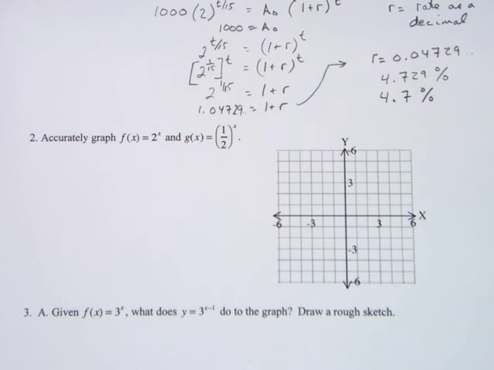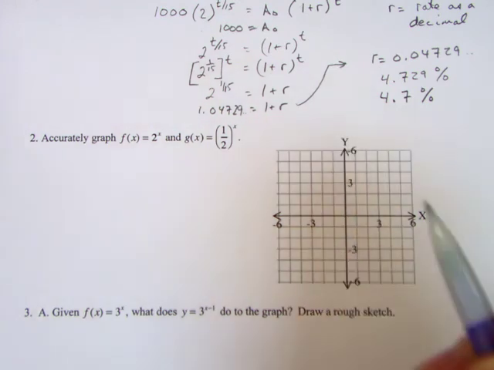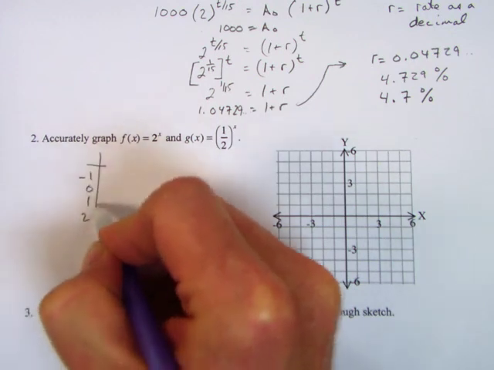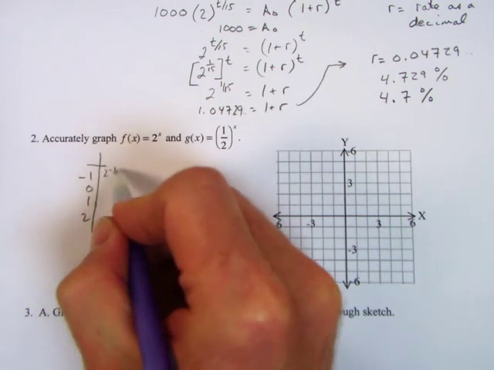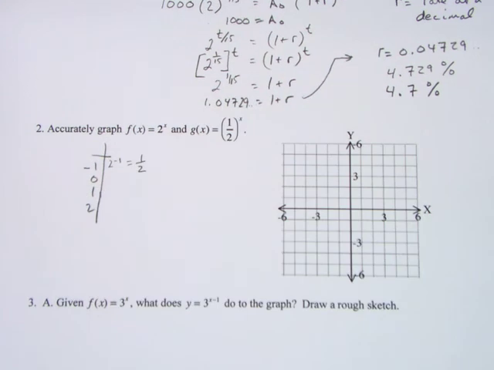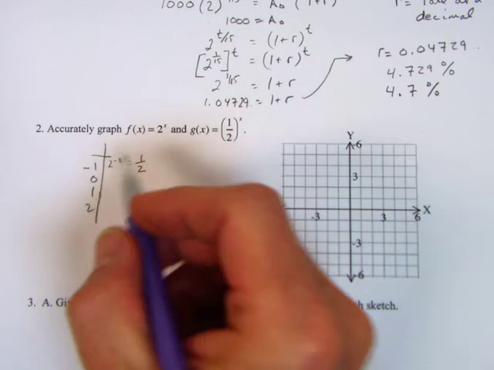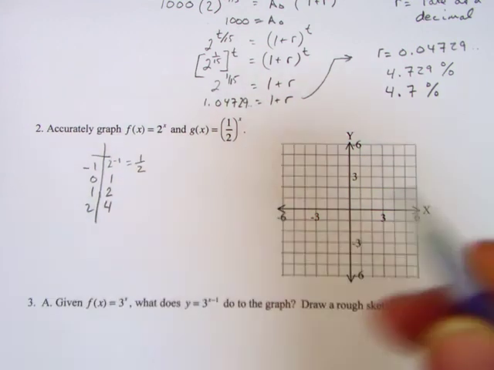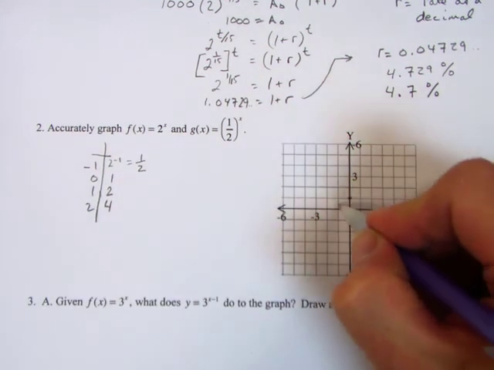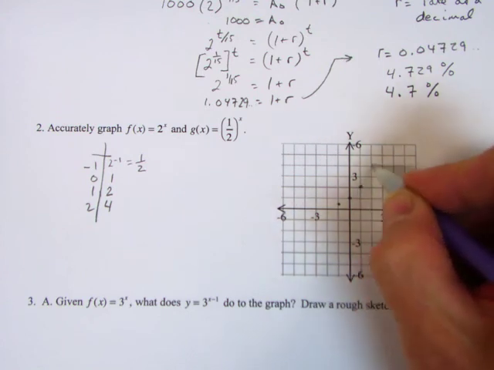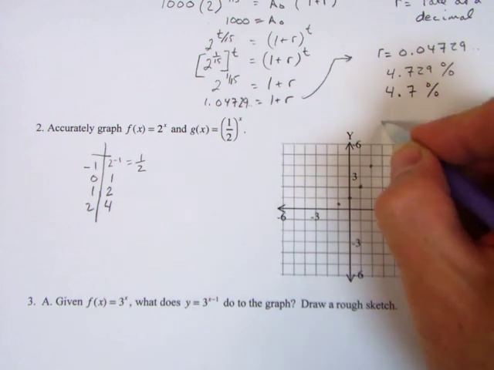Accurately graph 2 to the x and 1/2 to the x. What we want to do here is look at a table of values, plugging in numbers like -1, 0, 1, 2. 2 to the -1 is the same as 1/2. 2 to the 0 is 1, 2 to the 1 is 2, and 2 to the 2 is 4. So we can plot those points. We have 0, 1; -1, 1/2; 1, 2; 2, 4. 3 would be all the way up here, somewhere in that vicinity.